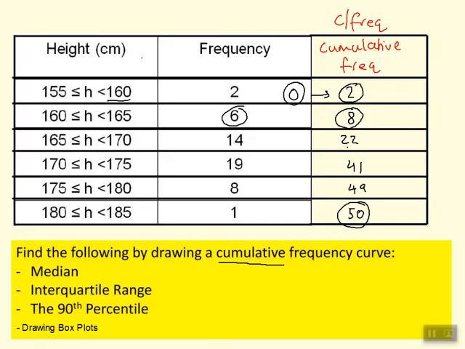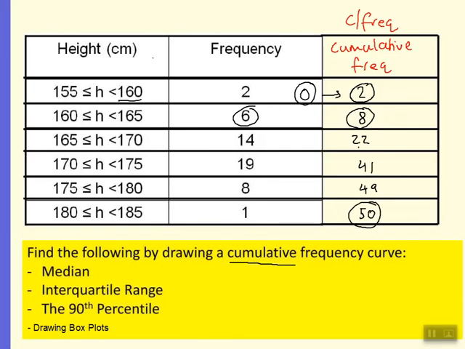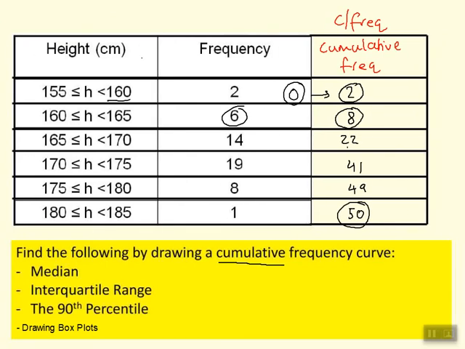Just to reiterate, all you need to know is that it's a running total. You copy the first number, and then you add the next one down, and you keep adding the next number down until you get to the end. And then you always plot the cumulative frequency value at the end of the group. Whatever number it is, it's the end of that group that you plot at.